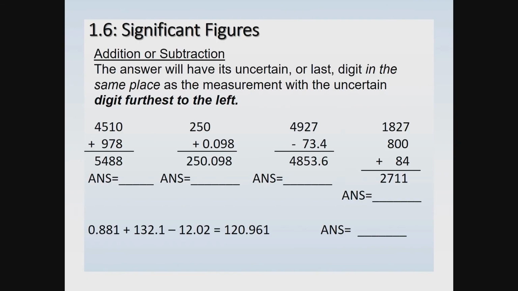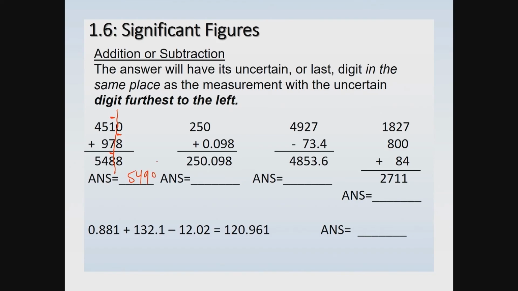So if you look at 4510, I'm hoping you see that has 3 significant figures. And so this last 0 is not significant. The uncertain digit is in the tens place. With 978, there are 3 significant figures here. And so this uncertain digit is in the ones place. So what we want to do is round the answer so that its uncertain digit is at the place that is furthest to the left of the uncertain digits of the measurements. And so you can see that top measurement has an uncertain digit in the tens place, which is the furthest to the left. So we have to round the answer to the tens place. So this tens place should be the uncertain number. So 5490 should be the answer.